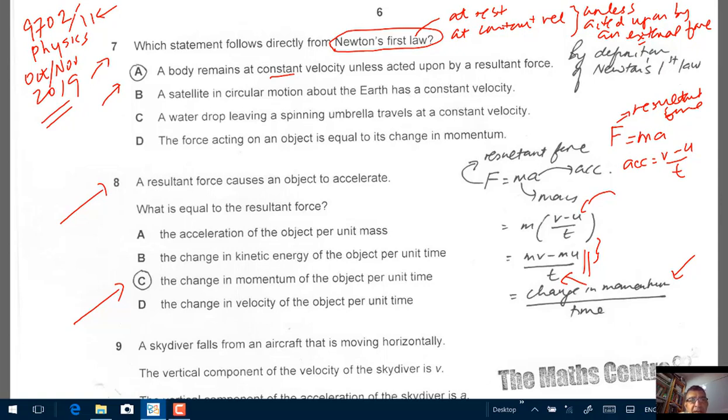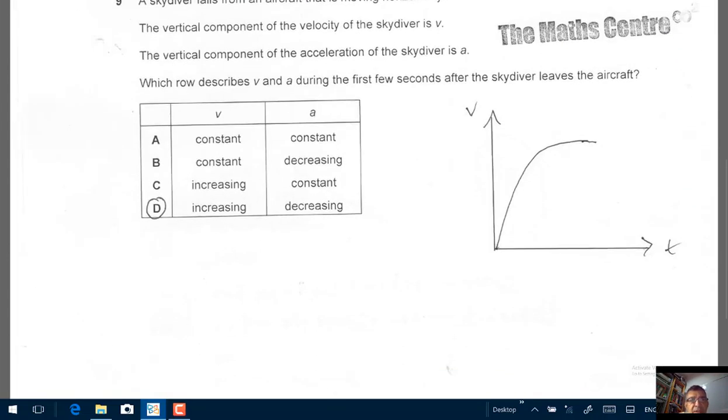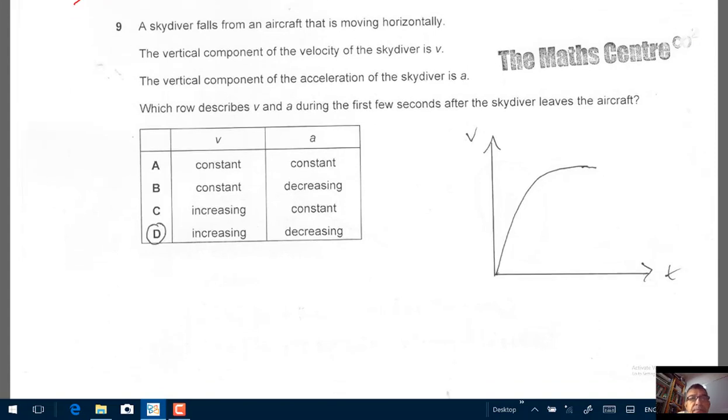Good. Let's move to question number 9. A skydiver falls from an aircraft that is moving horizontally. The vertical component of the velocity of the skydiver is v, and the vertical component of the acceleration of the skydiver is a. Which row describes v and a during the first few seconds after the skydiver leaves the aircraft?